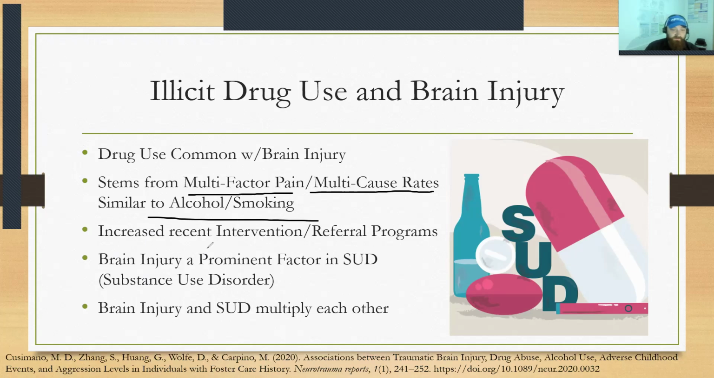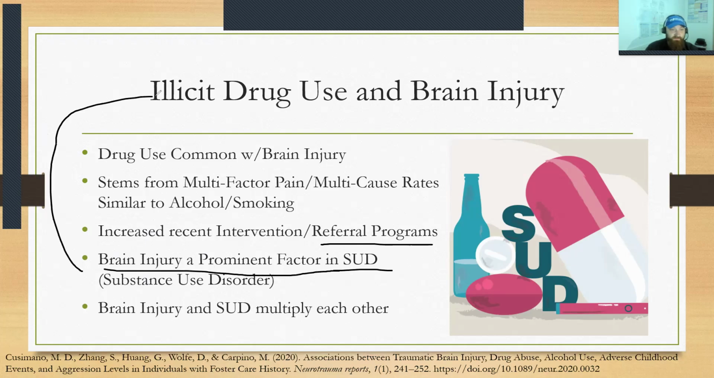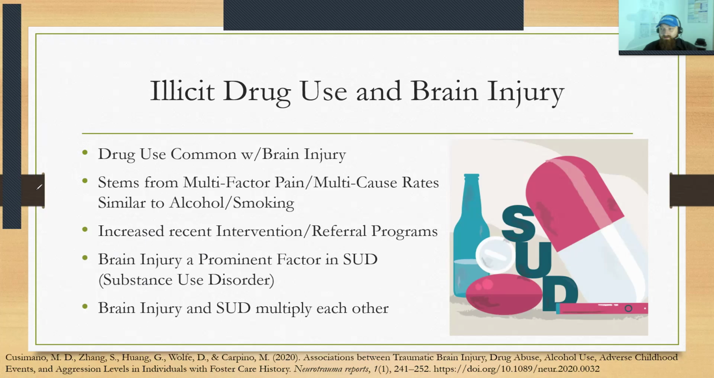We also see that there's an increased recent intervention and referral programs. We see that there's a lot of this going on now. So people are starting to take notice that, yes, this is a problem. Even though this is still a problem, unfortunately, there are efforts underway to address these kinds of problems. But what we see is that brain injury is a prominent factor in substance use disorder. And so when we take illicit drugs as a topic, maybe we can help identify and refer people to programs where maybe they can get clean.